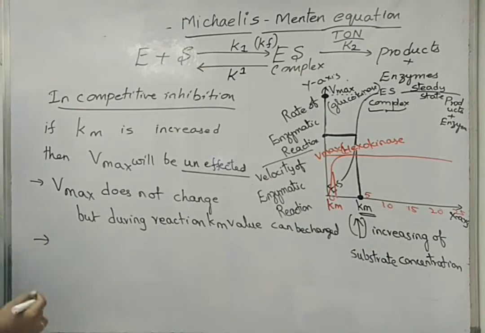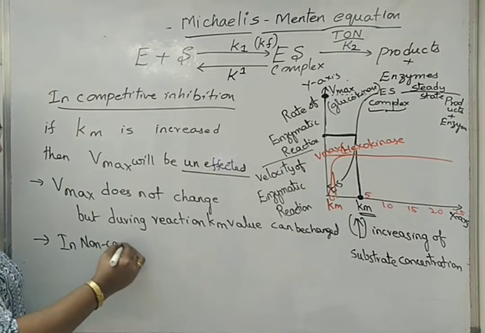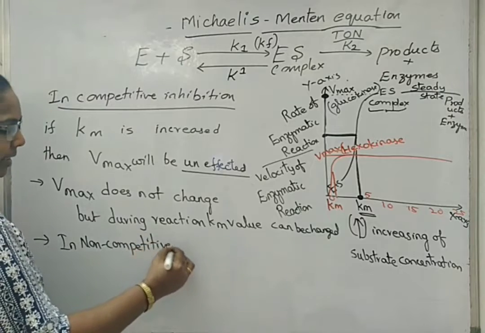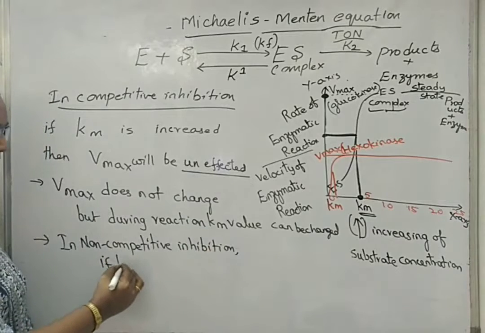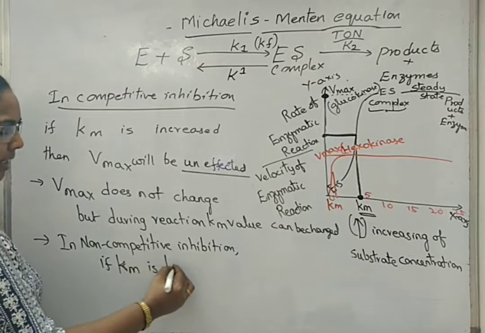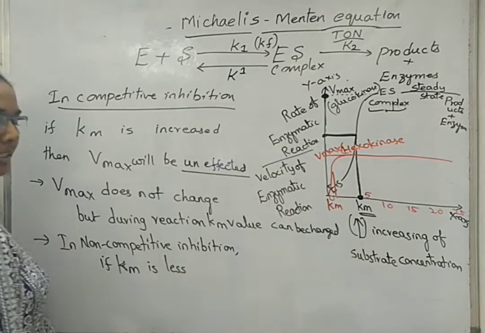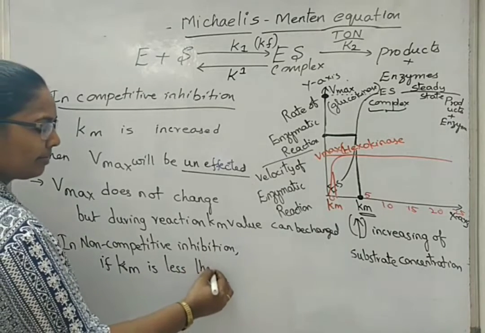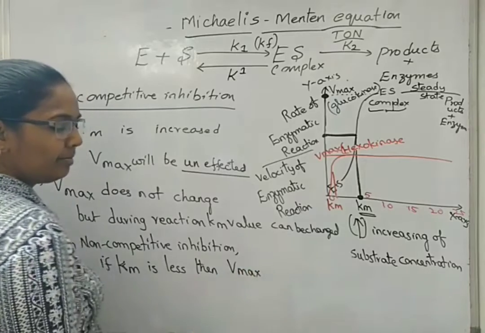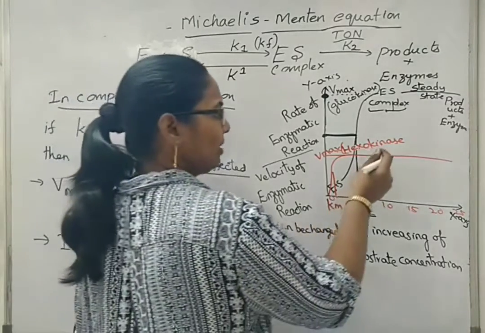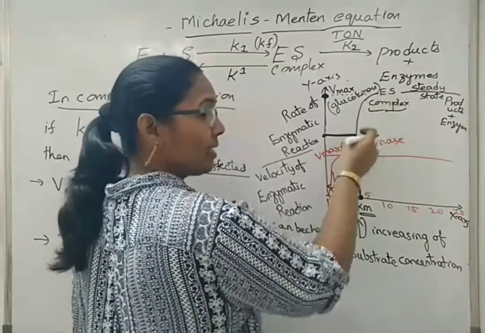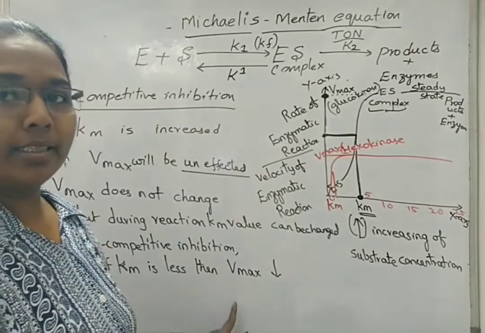Then what about the relationship between Km value and Vmax in non-competitive inhibition? In non-competitive inhibition, if Km value is less or decreased, sometimes they use the term, then Vmax also decreases. In a non-competitive inhibition, see, there is no competition, but still active sites are available. Then how is the Vmax getting decreased?